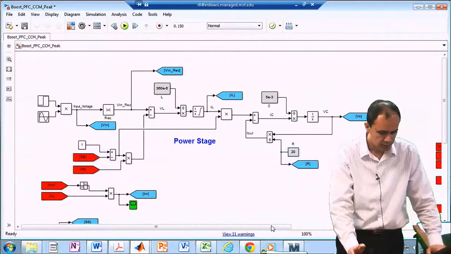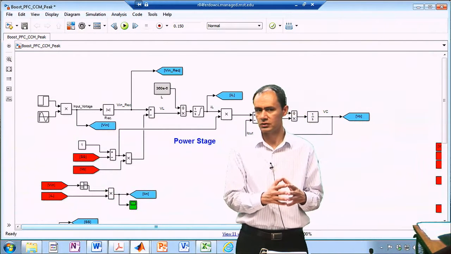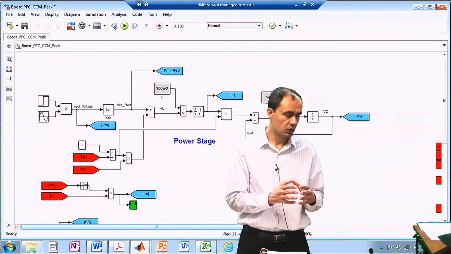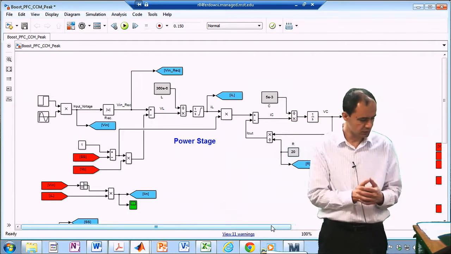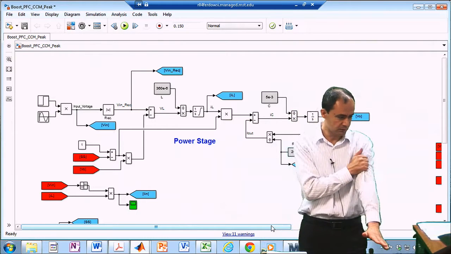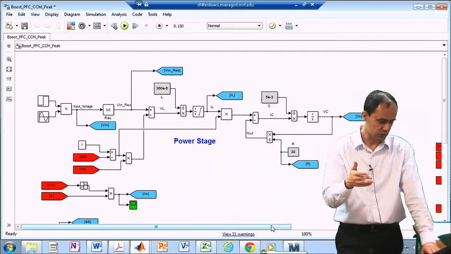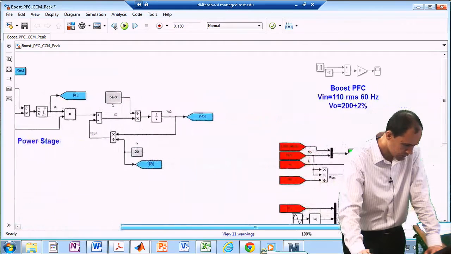So remember, in these boost PFC converters, your output voltage is all the time larger than the peak value of your input voltage. So 110 volts RMS gives you a peak of about 155, I believe. So my output is 200, which is larger than that. I think I have already run this, so let's take a look at some of the results.